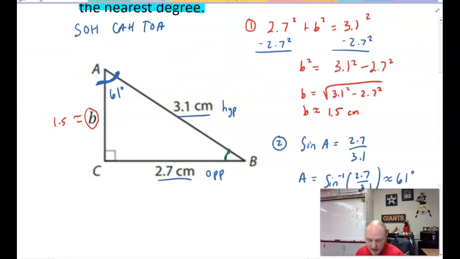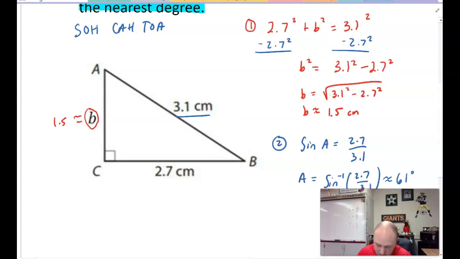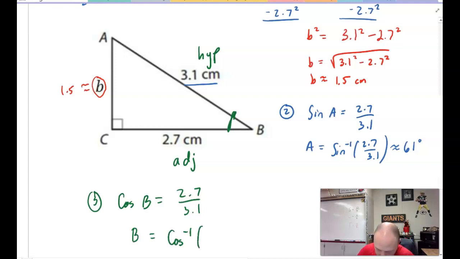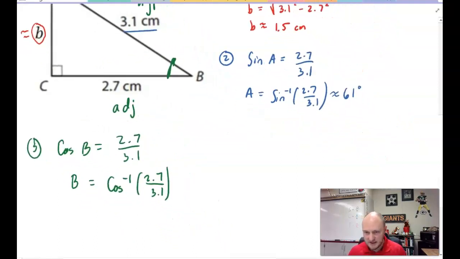And if you want, you could do the same approach to find angle B now. So here's angle B. I'm given adjacent and hypotenuse for angle B. So I could say, okay, adjacent and hypotenuse, that's cosine. So cosine of B is equal to 2.7 over 3.1. So B is cosine inverse of those two values. You could do that, and that would be exact, 100%. But I do have something that's kind of an easier idea.